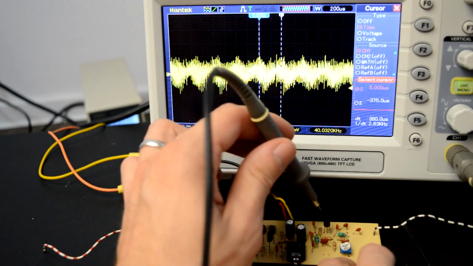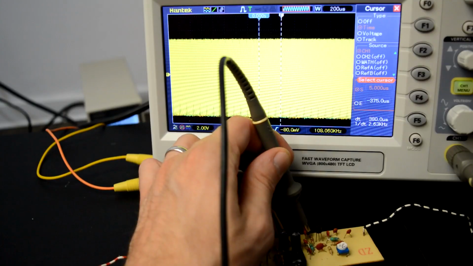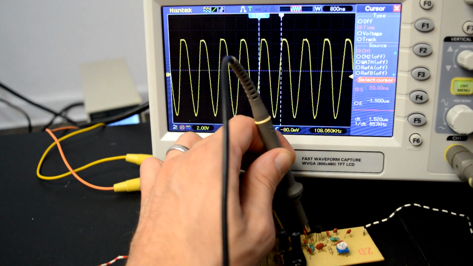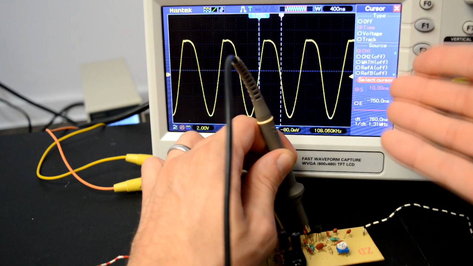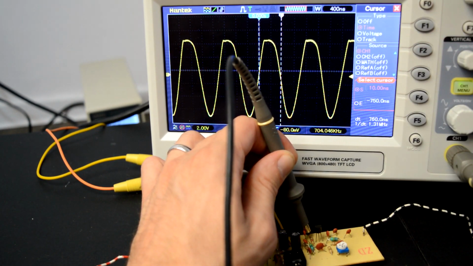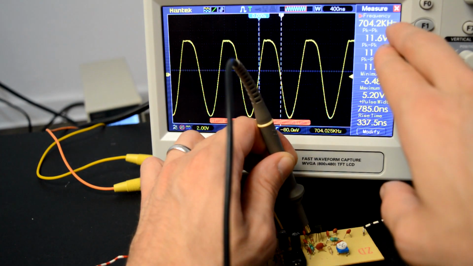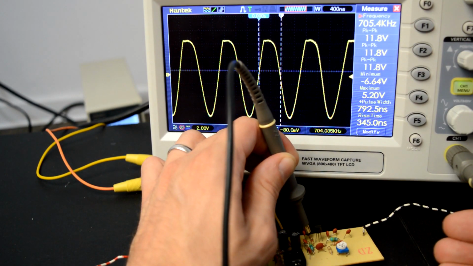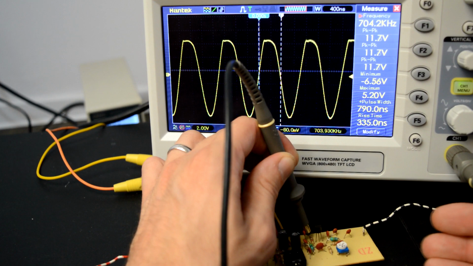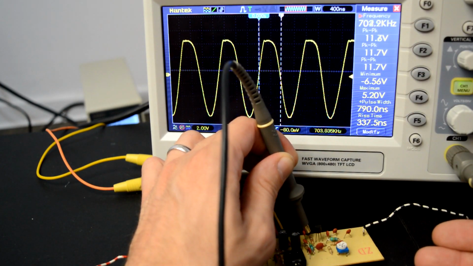So let's move on to the volume control side. Here again we see our high frequency signal. Again, same shape as before. The only difference is that this time it's a 700 kilohertz signal. Now this was intentional, so I have different components in the oscillators.